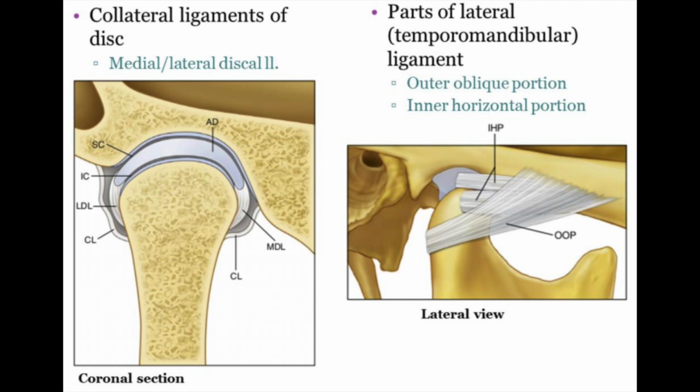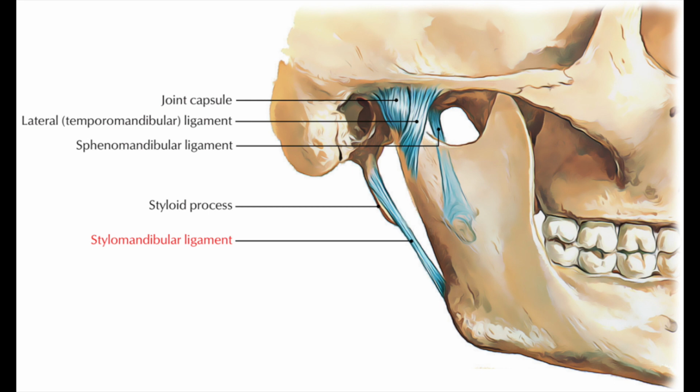Additional passive support of the temporomandibular joint is provided by two extrinsic ligaments, the stylomandibular ligament and the sphenomandibular ligament. The stylomandibular ligament is a thickening of the fibrous capsule of the parotid gland. This ligament courses anteriorly and inferiorly from the styloid process to the angle of the mandible. This is going to limit excessive anterior and inferior translation of the mandible on the temporal bone.